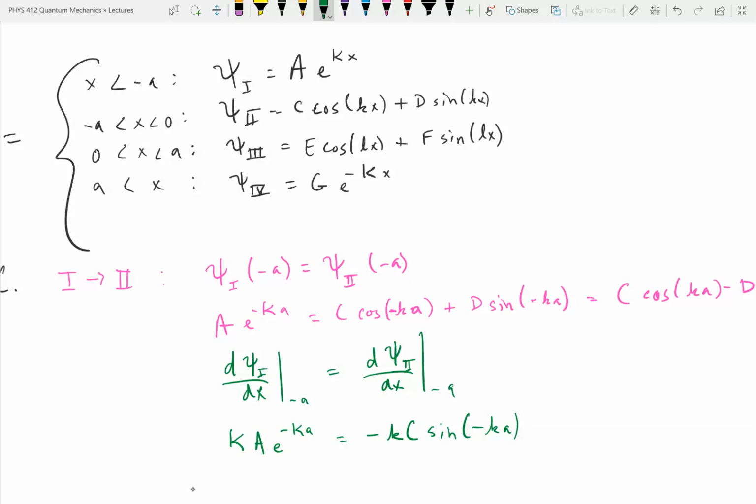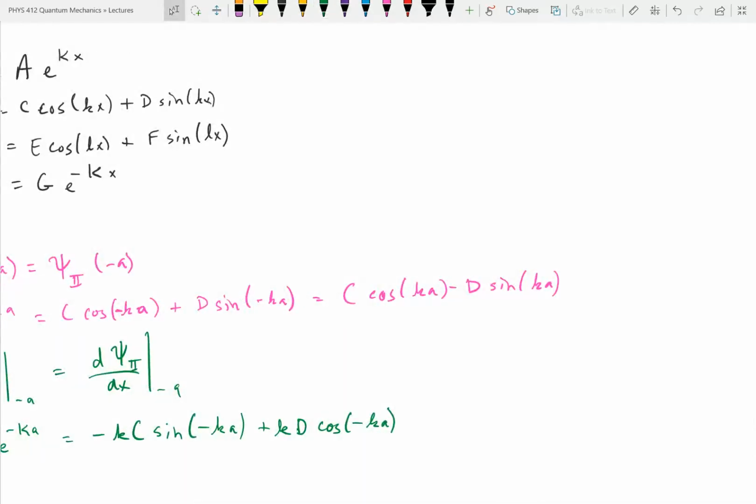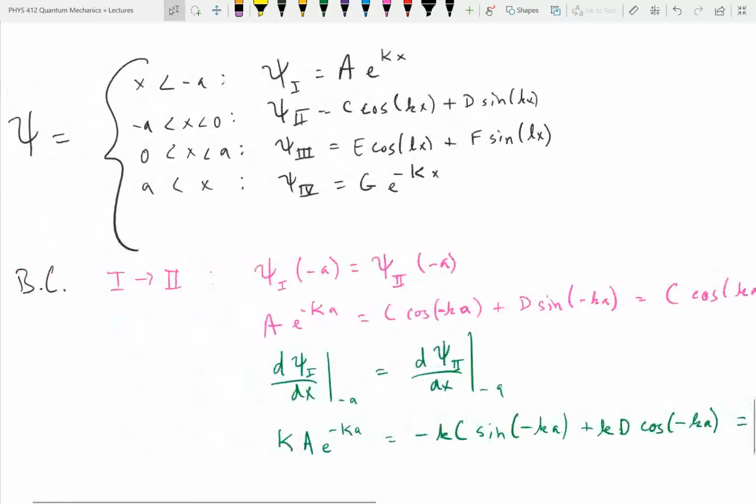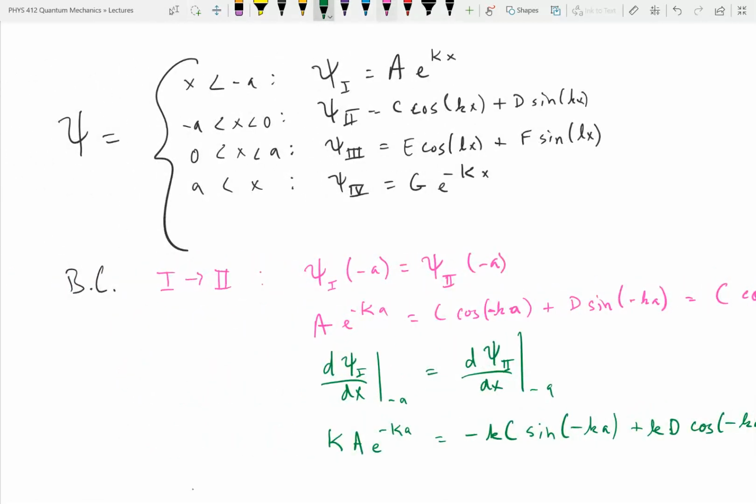Derivative of cosine is positive sine, or positive cosine. Derivative of sine is positive cosine. And once again, using the rules to make it so the angles are positive. So there's my two boundary conditions at the first region. Next region.